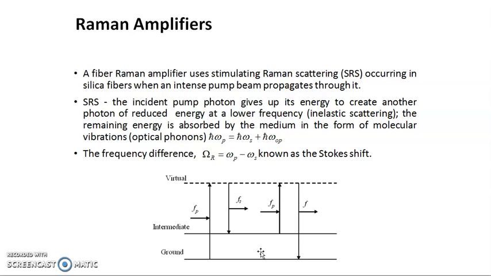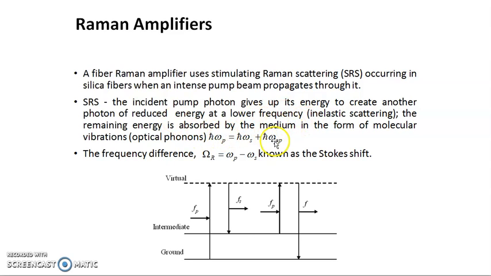This stimulated Raman scattering effect occurs due to the interaction between an optical energy field and the vibrational mode of the lattice structure in a material. This scattering occurs in the given fiber when an intense pump beam propagates through it. In this scattering, the incident pump photon gives its energy to create another photon of reduced energy at a lower frequency.